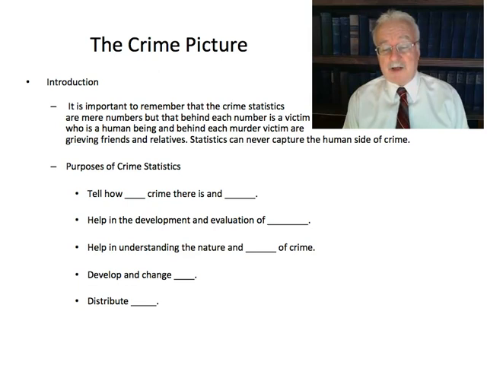As I said before, if we want to reduce robberies in an area, sex crimes, battery, domestic violence, hate crimes, you have to understand where they're occurring, who is committing those crimes, when they are being committed, and what factors correlate with the commission. And when you have that information, then you can develop a program that you think might reduce the problem. So we develop and change programs.